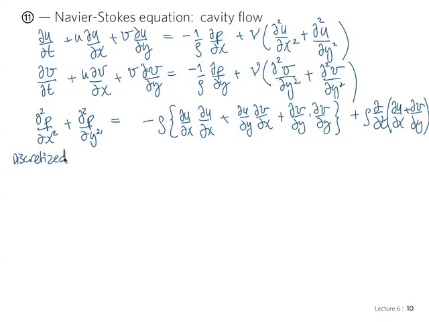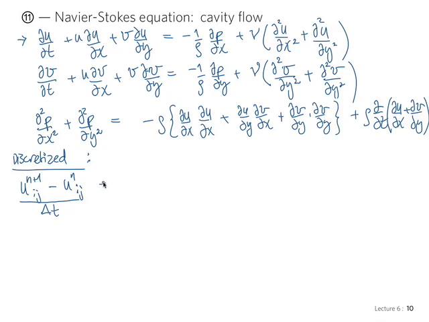The discretized form, I'm not going to write everything. I'm just going to write the first equation for you so that you can see that this is all possible to do. The time derivative is, of course, u^(n+1) at point i,j minus u^n at point i,j divided by delta t.